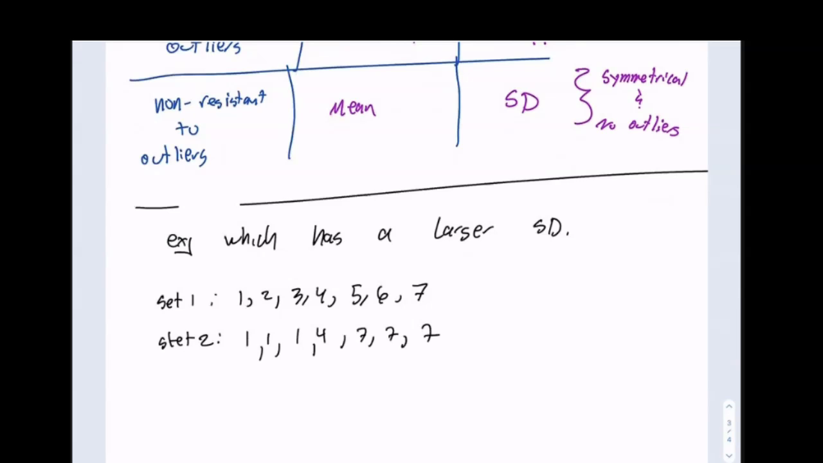Now, I want to point out that both of these have a mean equal to 4. Both sets have a mean equal to 4. Which one has a higher standard deviation and why?